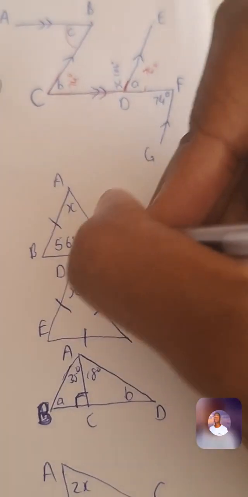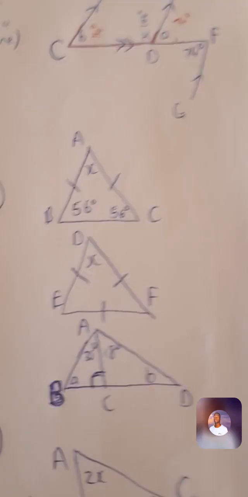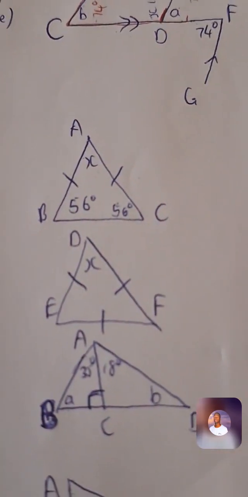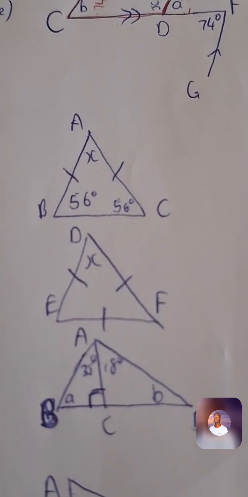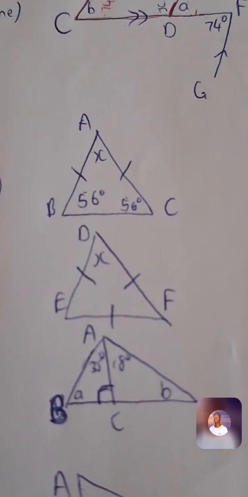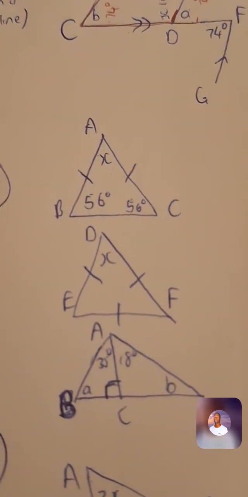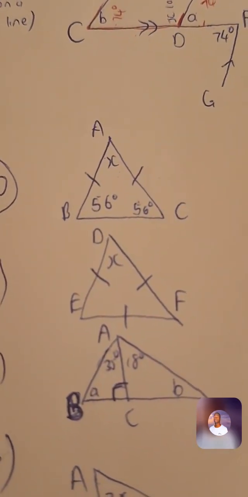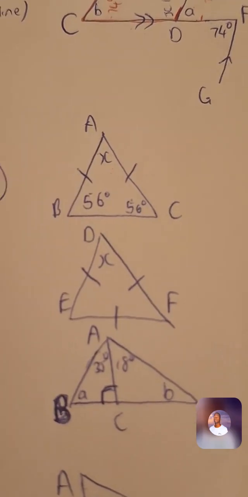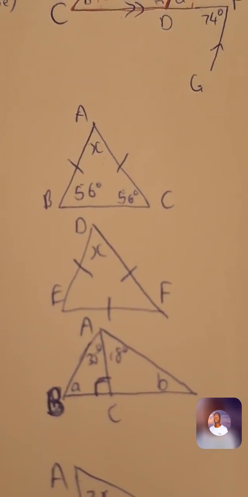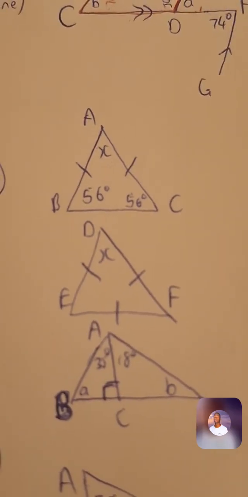Let's update the diagram. We now have 56 degrees. Then we want x. So we'll say x plus 56. Let's start with this diagram. We say a plus b plus c is equal to 180, sum of angles in a triangle.